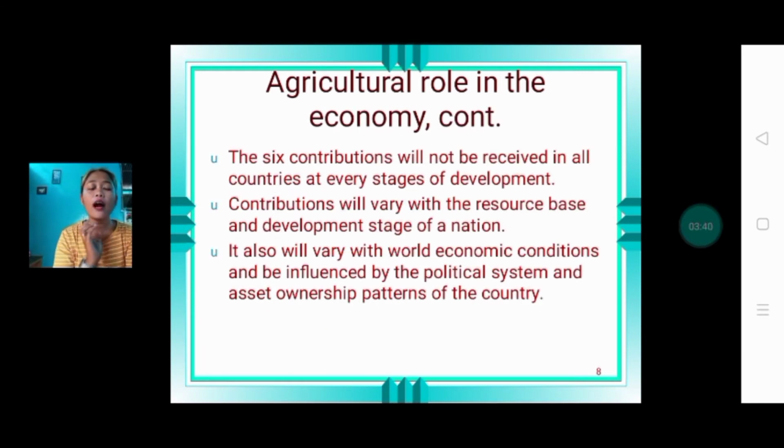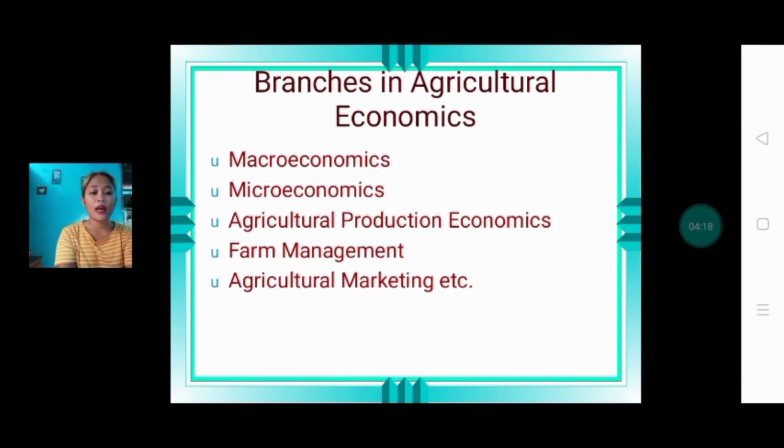Next is agricultural role in economy and contribution. The 6 contributions, as said a while ago, will not be received in all countries at every stage of development. Next one is contribution will vary with the resource base and development stage of a nation. Next one is it will also vary with world economic conditions and will be influenced by the political system and asset ownership patterns of the country. Those are the agricultural role in economy.